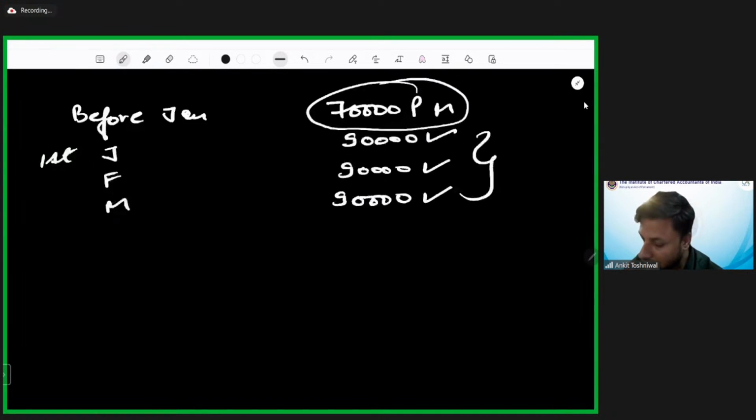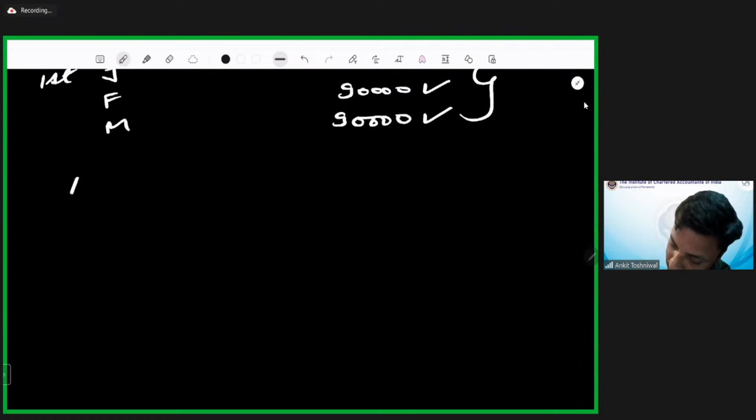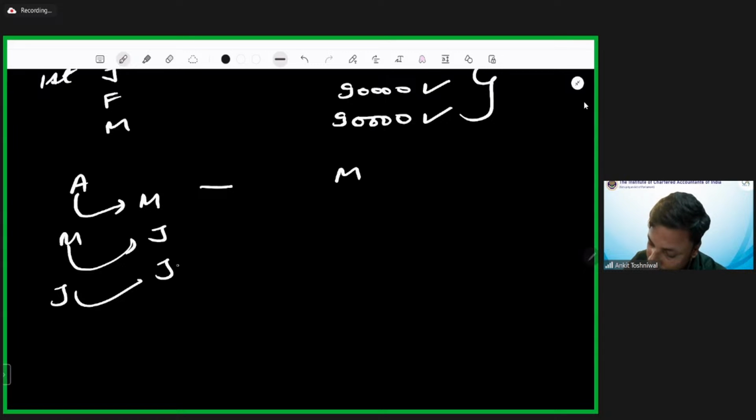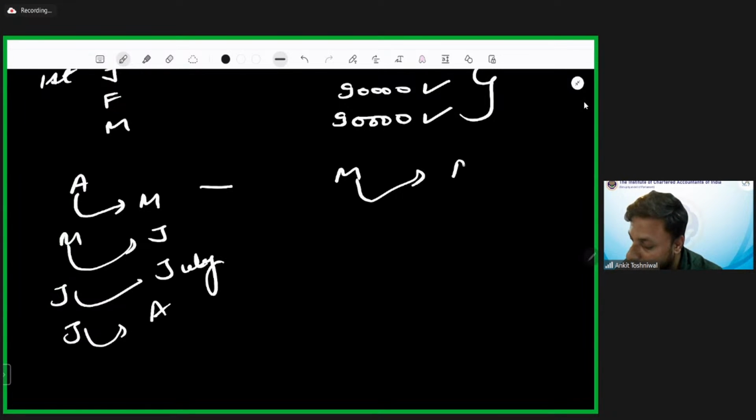Right? Now, if salary is due, this is April and this is March, April to March. If salary is due in the next month, also received in the next month, then April salary's point of taxation will be May. May salary point of taxation will be June. Similarly, June will be July. July will be August. Similarly, March's point of taxation will be April. That will come in 2025.